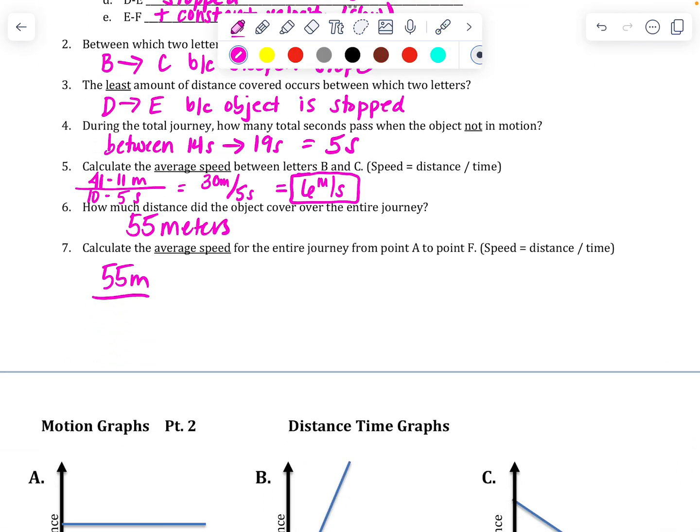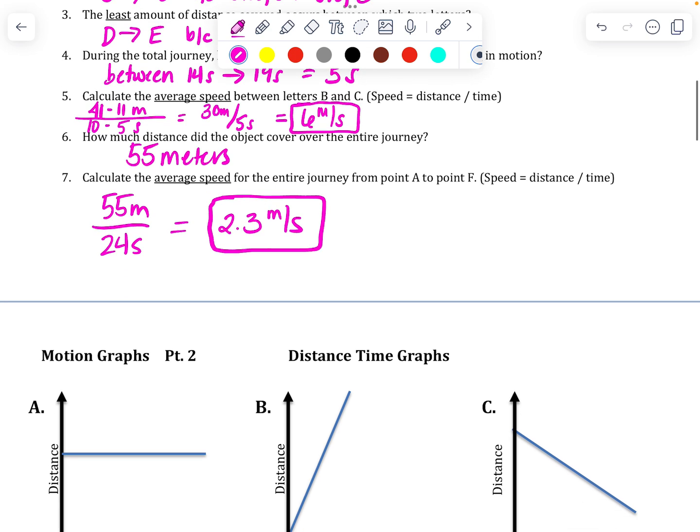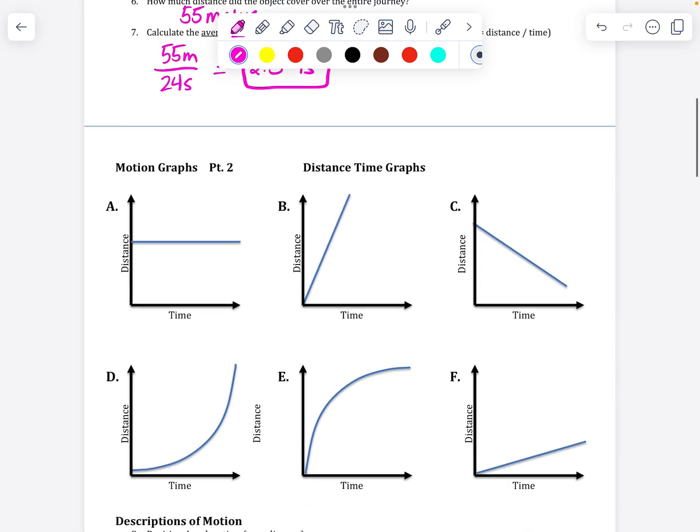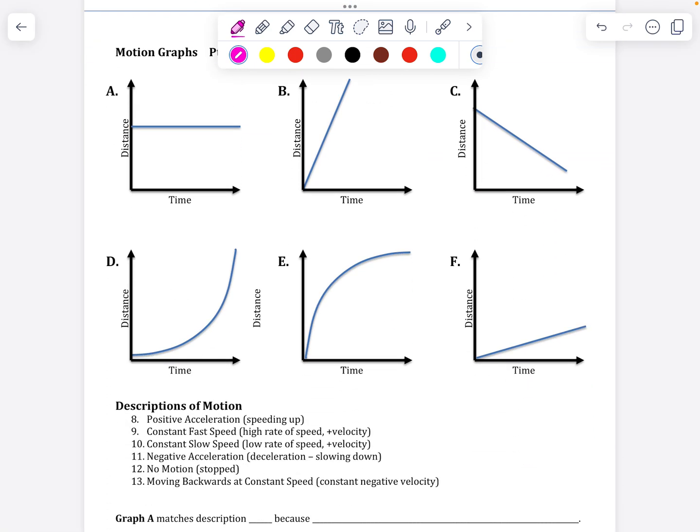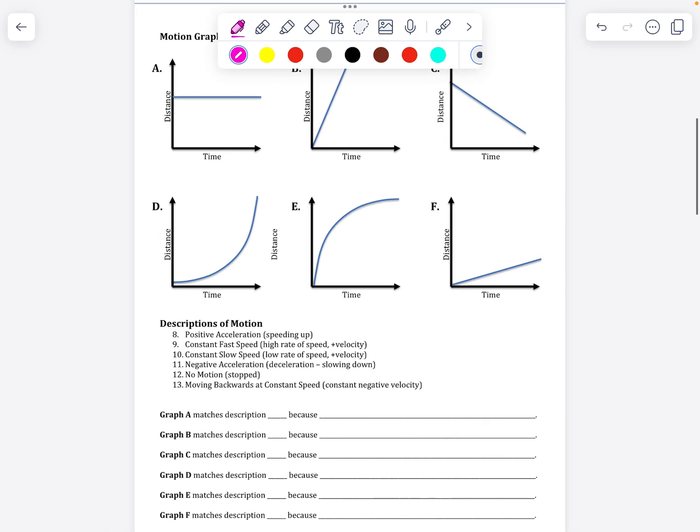So we will say 24 seconds, and that gives us about 2.3 meters per second. Again, I know I'm going quickly, but again, this is a review. Okay, next part, and this is at the bottom of your page. I squished it onto the paper, so it's the next section, but it's a little different looking on here.